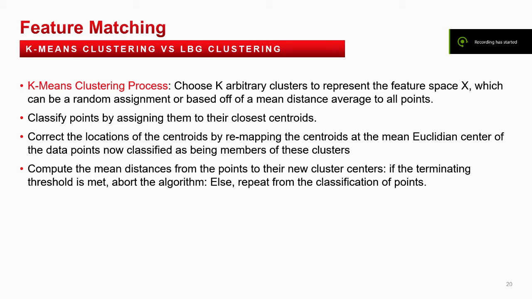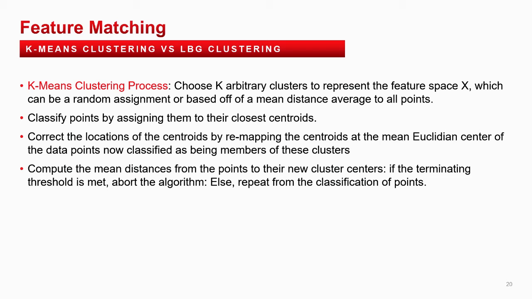Now first I'll go over k-means clustering because this is necessary to understand the LBG algorithm. In k-means, we choose k arbitrary clusters to represent the feature space X, which can be a random assignment or based off of the mean distance averaged to all of the points. Now, it is important that we choose k because this number never changes in normal k-means. Now, we classify the points by assigning them to their closest centroids, and then once we've made the assignments, we correct the locations of the centroids by remapping the centroids to the mean Euclidean center of the data points now classified as being members of these clusters.